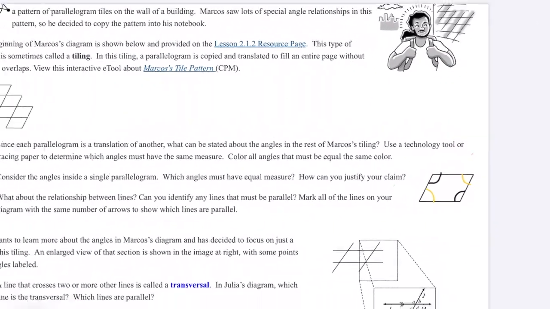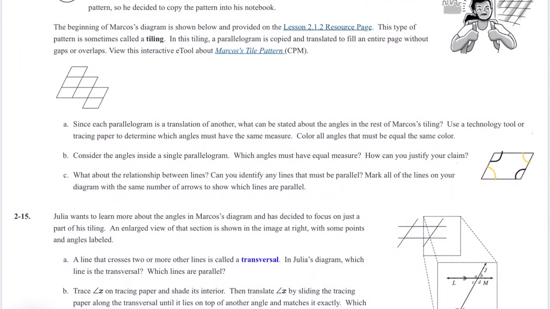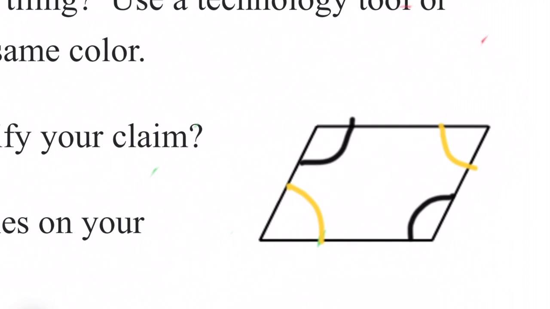And then go ahead and read through question C, pause the video, and then we'll discuss it. And for this question, it's just asking us to get comfortable with the idea of marking lines parallel. You probably noticed that the top and bottom lines are parallel, so I'm going to put an arrow just like this to signify that those two are parallel. And then I'm going to do the same thing on the sides.